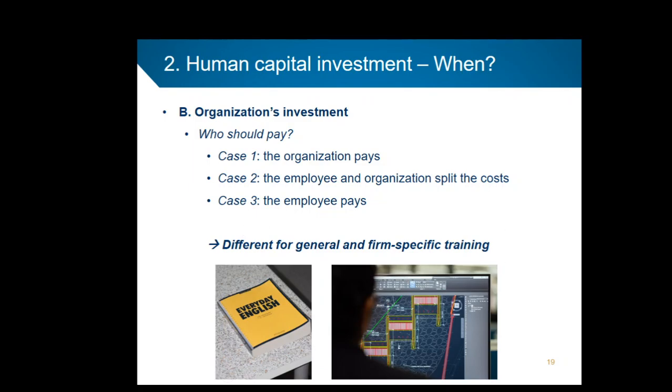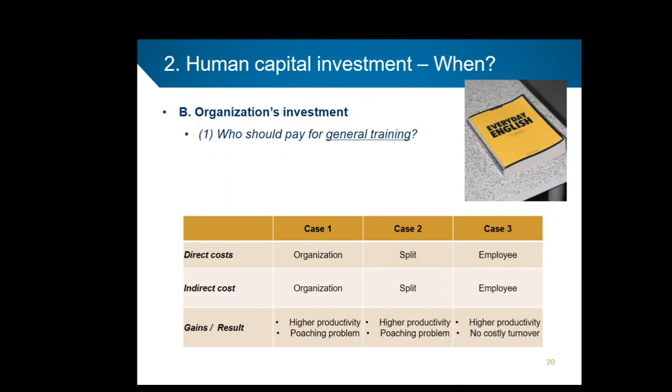Okay, well, let's first consider the three scenarios for general training. So training that also has value with other organizations. Now, remember here, it's summarized in the table, the direct costs, they refer to the costs of the training that are directly paid for. Indirect costs, they are missed opportunities like foregone productivity, while gains and results, they refer to increased productivity, of course, after the training.